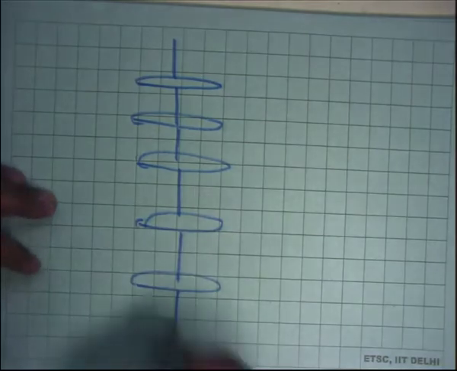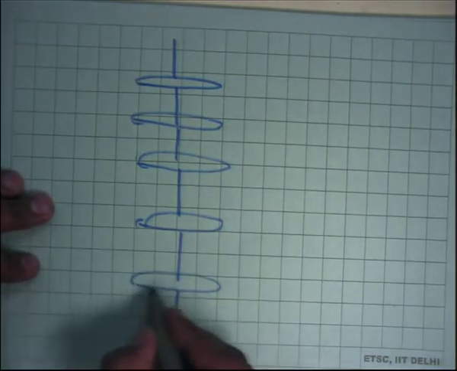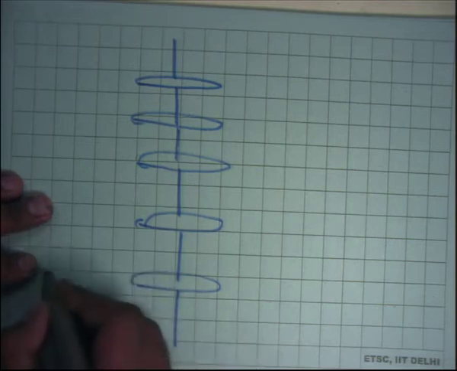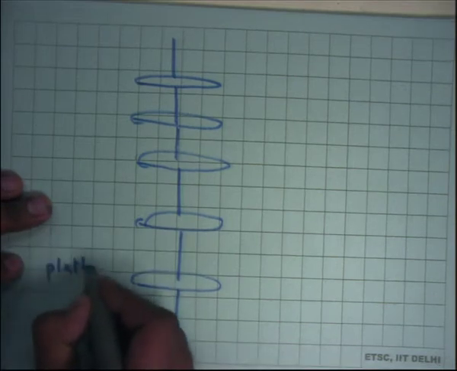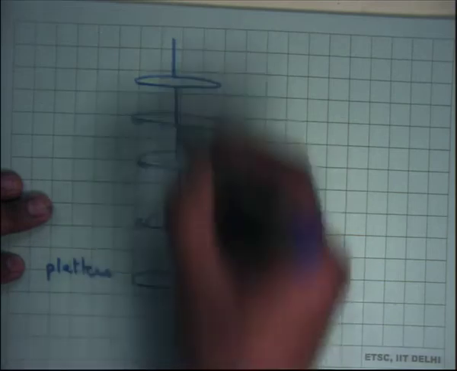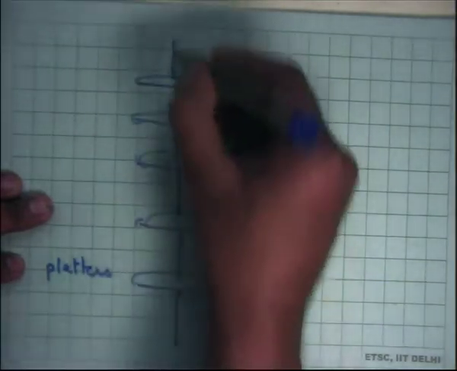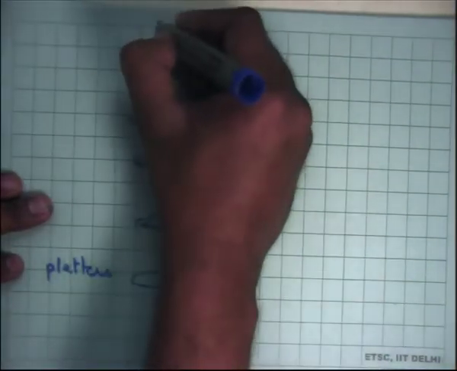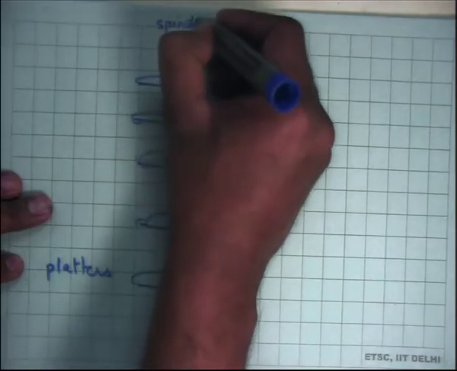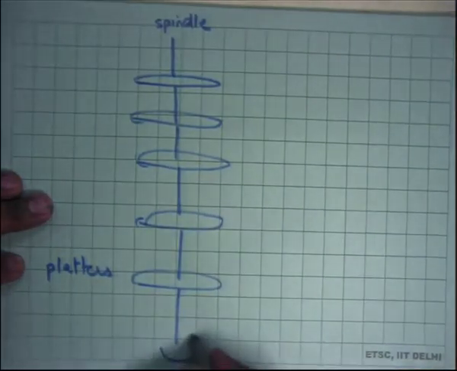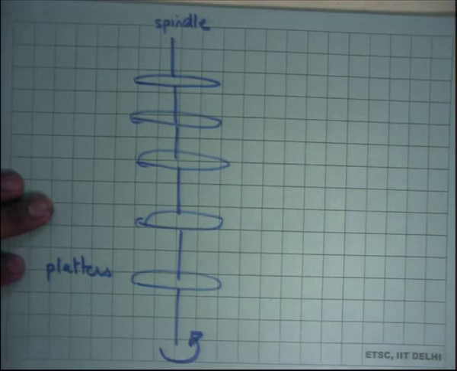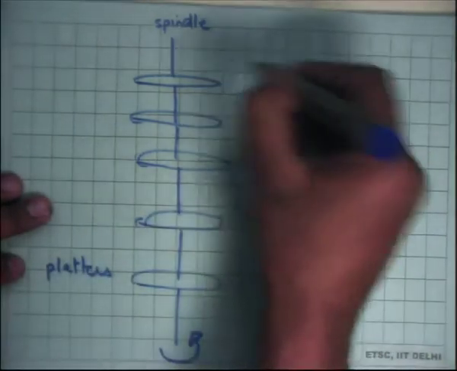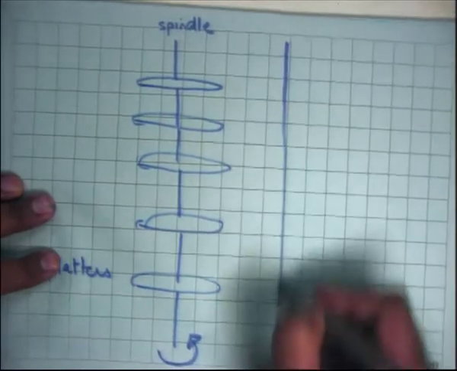Right. So these circular plates are what's called platters. This axis is called the spindle, and the spindle is the axis of rotation. So it just rotates, and it rotates at a high speed. And then there is what's called a disk head.